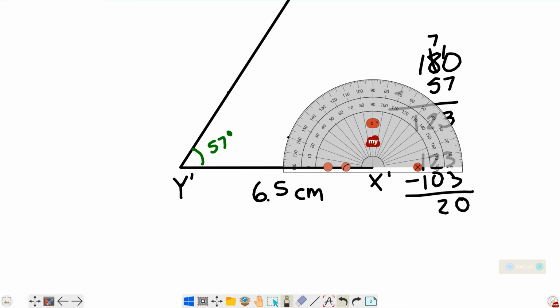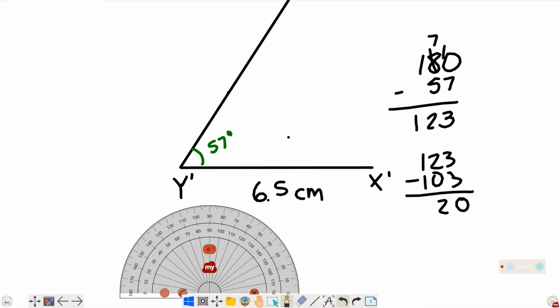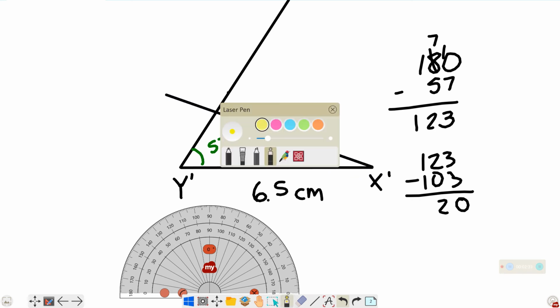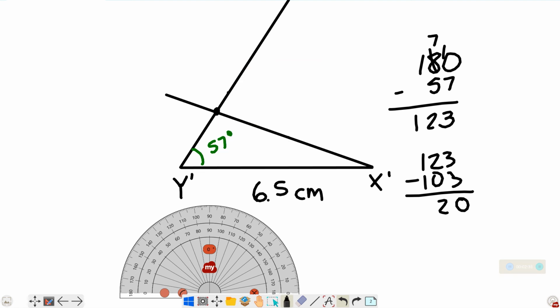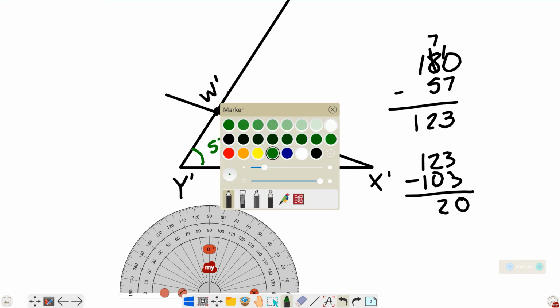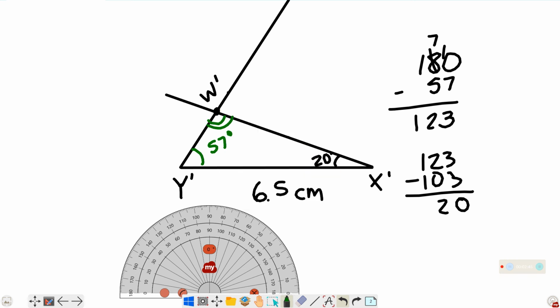Okay, and then we are going to connect that side from X through that mark, and wherever they cross is what we're going to call point W prime. So this one is 20 degrees, and the other one will come out to, I should put a mark there too, 103 degrees.